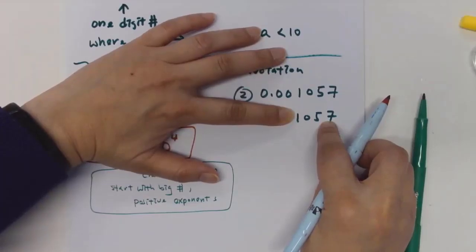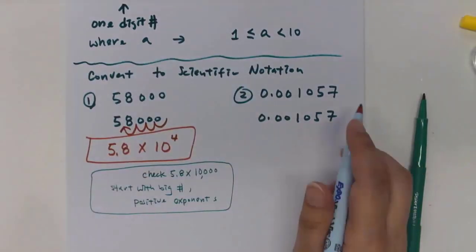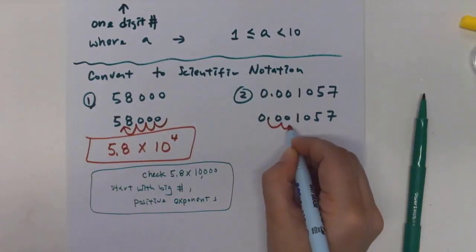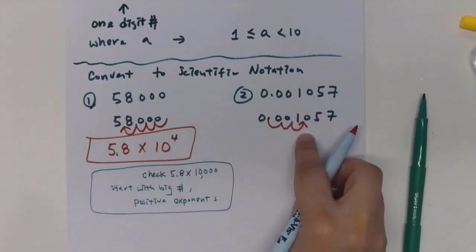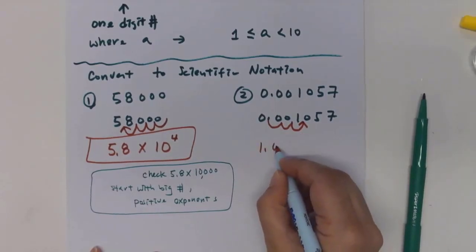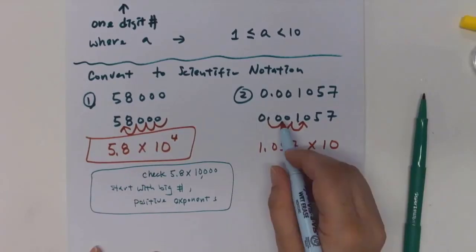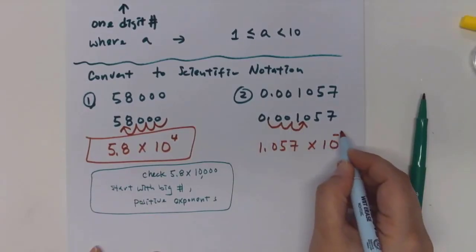105.7, is that what I want? No, so it needs to be a one-digit number, so it should be between 1 and 0. So this is going to be 1, 2, 3 here. Show me the arrow where you're moving from. This will become a number of what? 1.057 times 10 to the negative 3, okay?